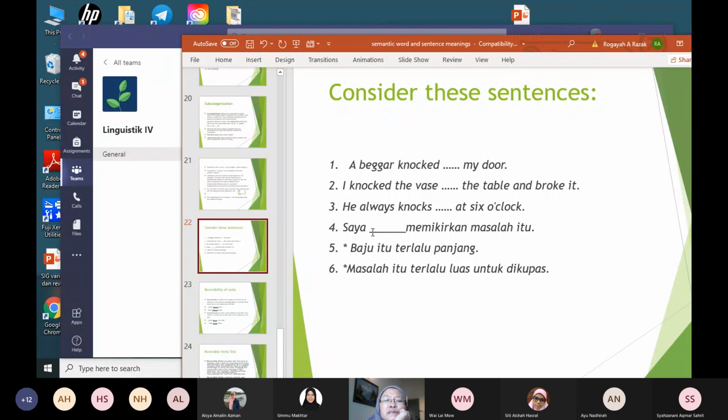Noun phrase. Saya memikirkan masalah itu. Sedang, belum, tengah. All the aspect words: sedang, akan, telah. And then you have baju itu terlalu panjang. Ungrammatical.